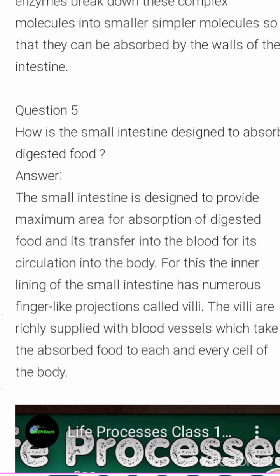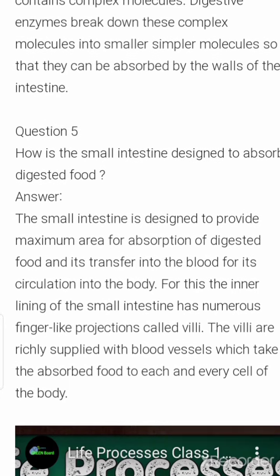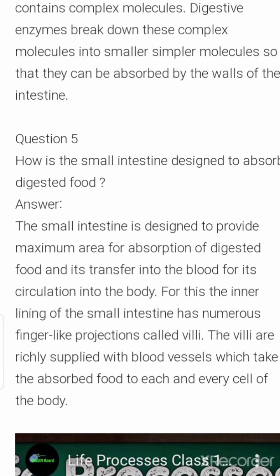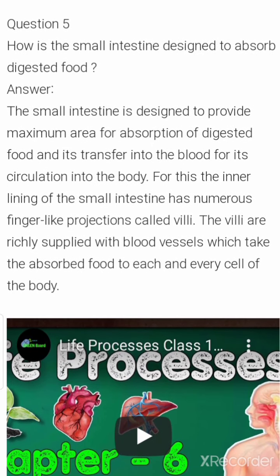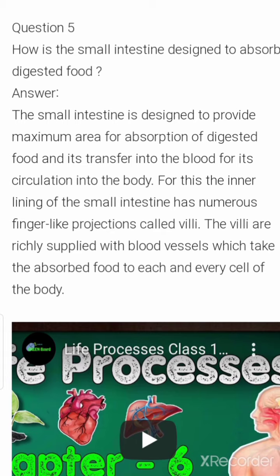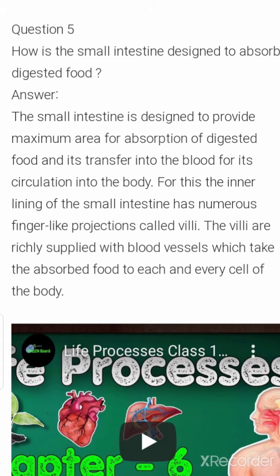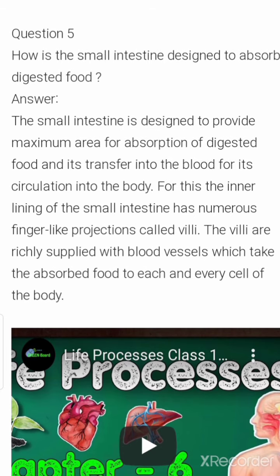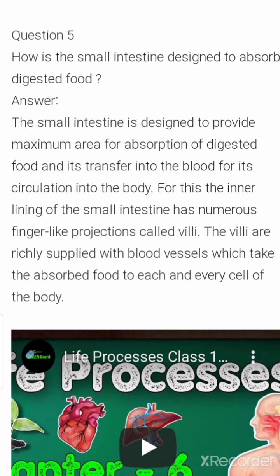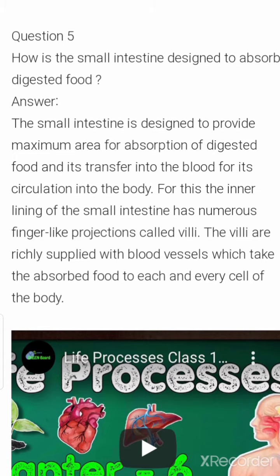Now, how is the small intestine designed to absorb digested food? The small intestine plays a very important role because it has finger-like projections, which are known as villi. Villi increase the surface area, giving the maximum area for absorption of the digested food. They also help transfer it into the blood, and from the blood it goes to all parts of the body where energy is needed.